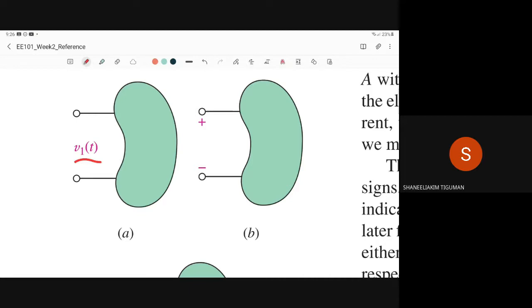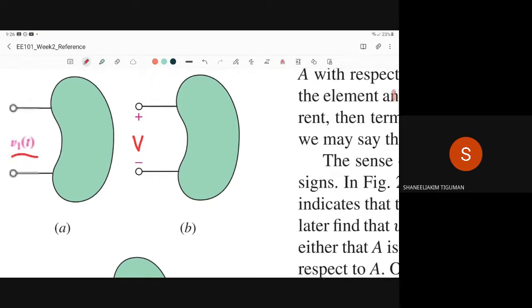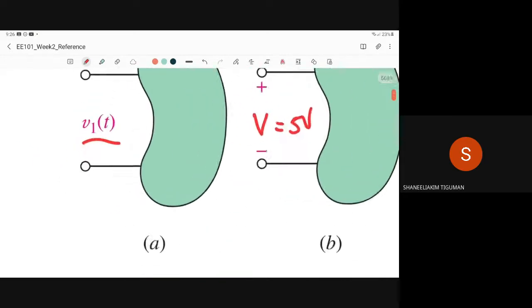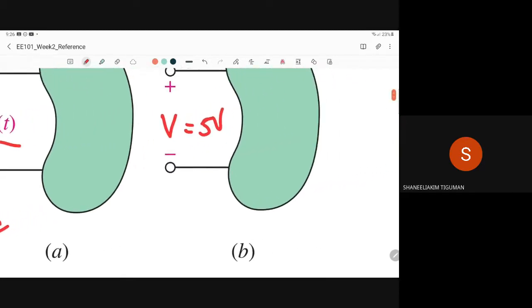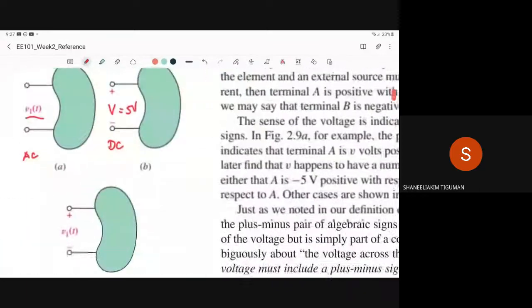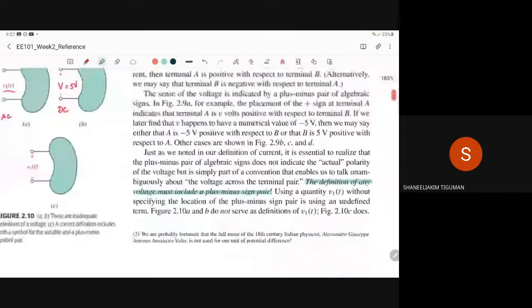If it's not a small letter, for example a capital letter V, then it is time not varying, so it's constant with respect to time. Say for example you have here 5 volts. For the source, if it's time varying, you have AC, alternating. And for the constant, you have your DC here. That's how you label and identify your voltage. The definition of any voltage must include a plus minus sign pair. That's how we label our voltage.